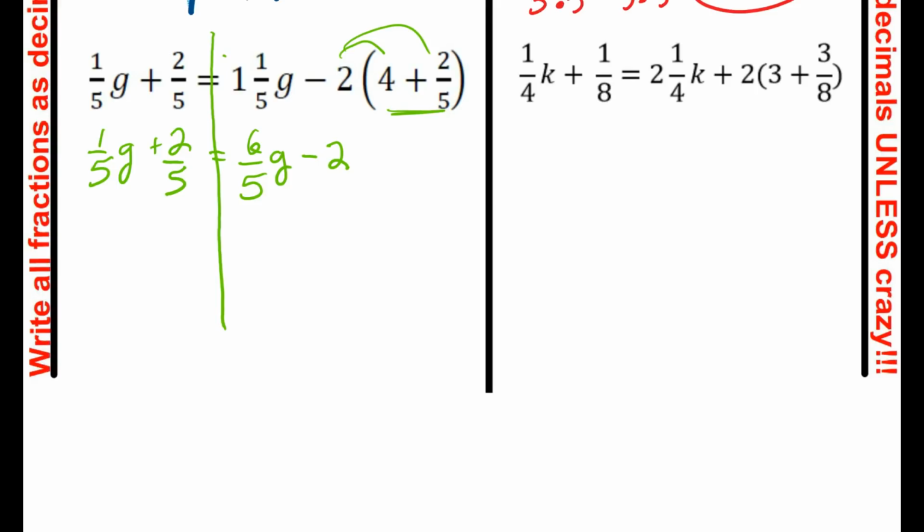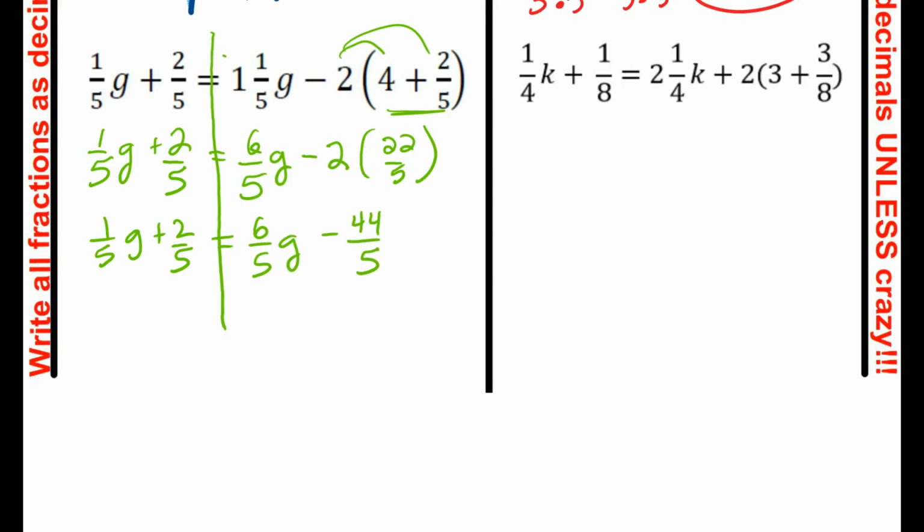So 4 plus 2/5 is 4 and 2/5, which turns out to be 22/5, right? Because 4 times 5 is 20, plus 2 is 22/5. All right, everything's fractions. Let's leave it as everything fraction. So I get 1/5 G plus 2/5 is equal to 6/5 G minus 44/5. And now everything ends with a 5, so something's going to turn out to be great here.